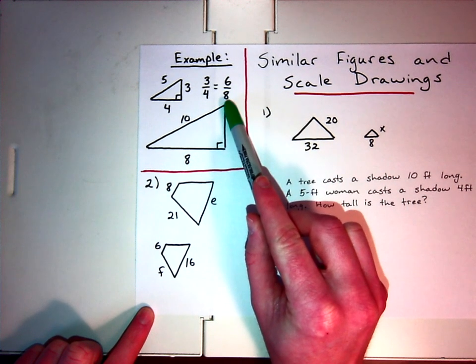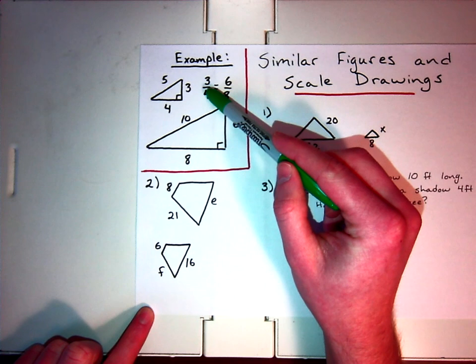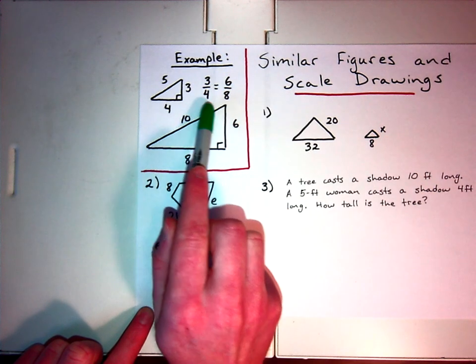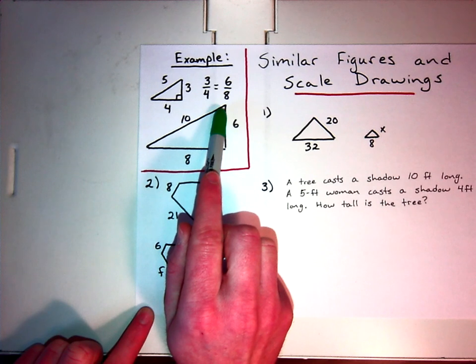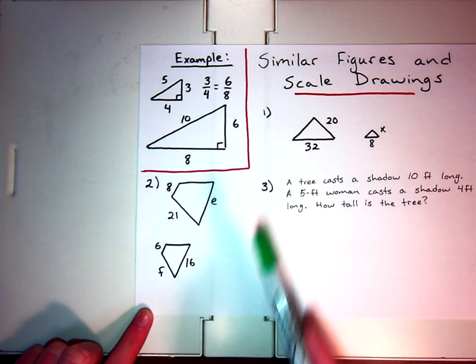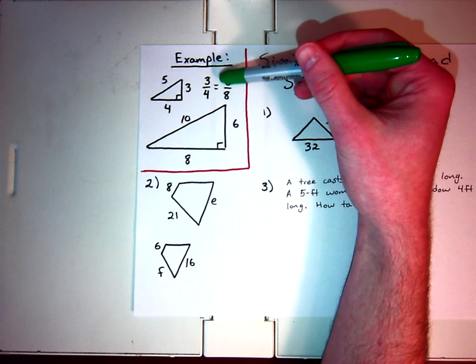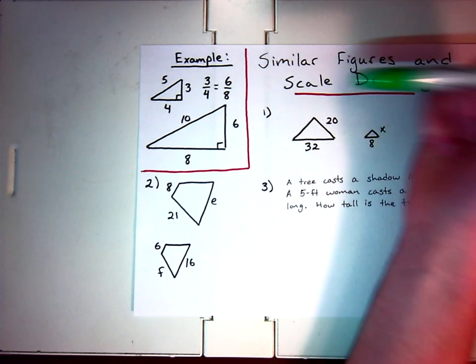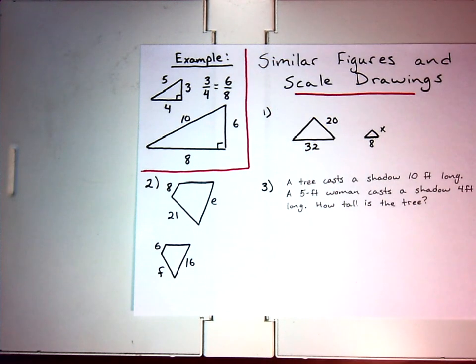Notice, okay, 3 and 4, those are from the same shape. 6 and 8, those are from the same shape. But then when I look across, 4 and 8, those are the corresponding sides, and 3 and 6, those are corresponding sides. So we match up and we see, okay, is this proportionate? 3 over 4 equals 6 over 8. Yes, it is, right? They are equivalent fractions. So we're going to use that skill, and we're going to apply it to a few different problems here.